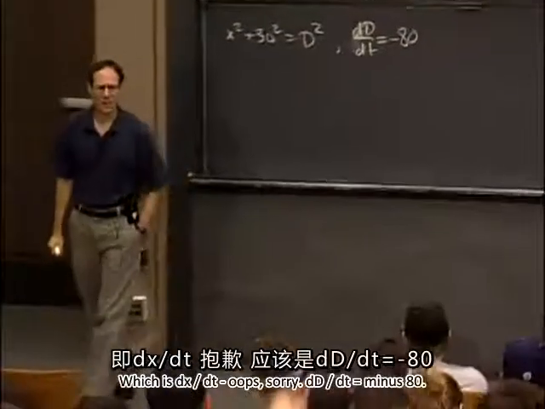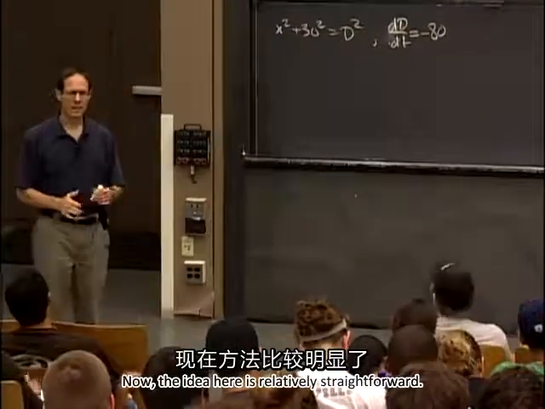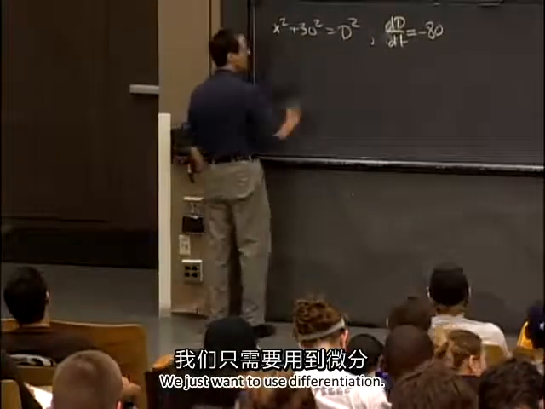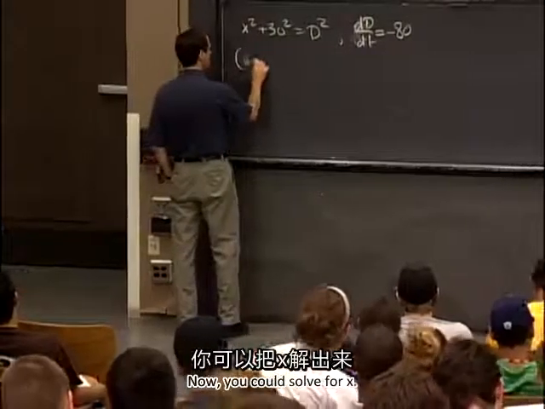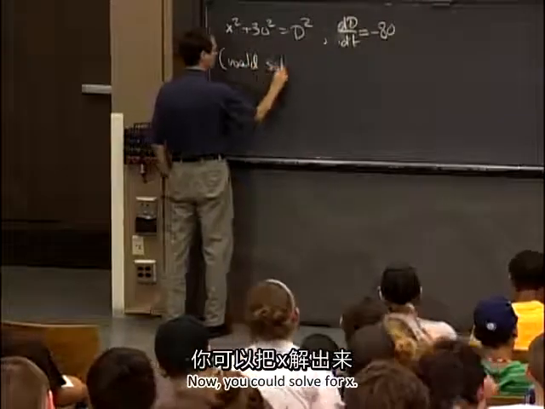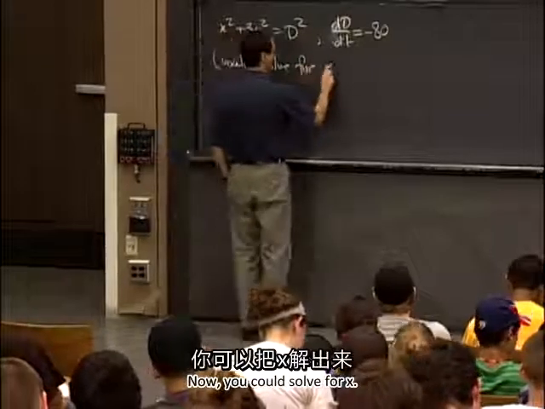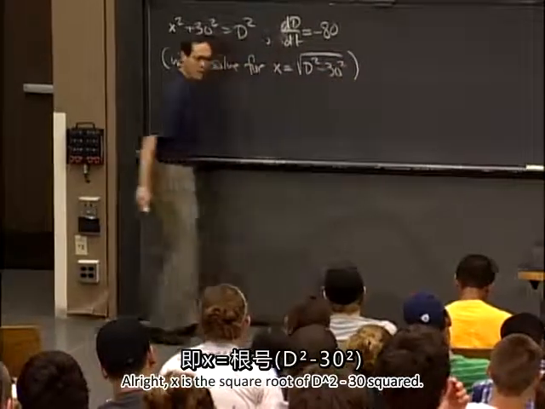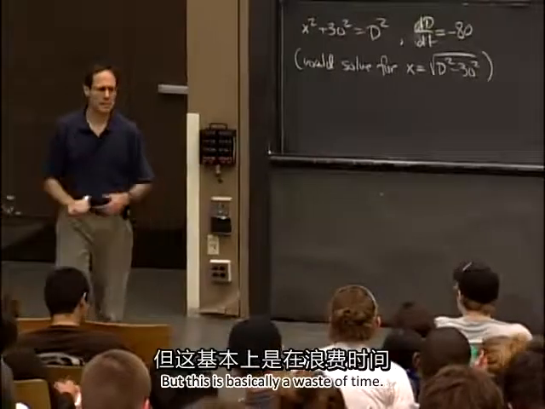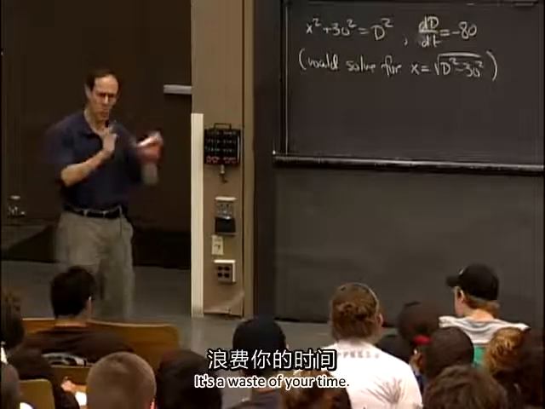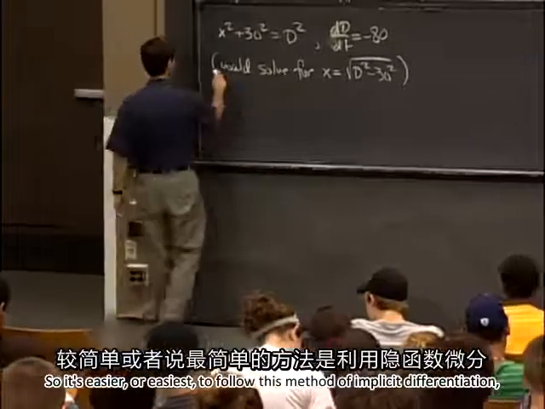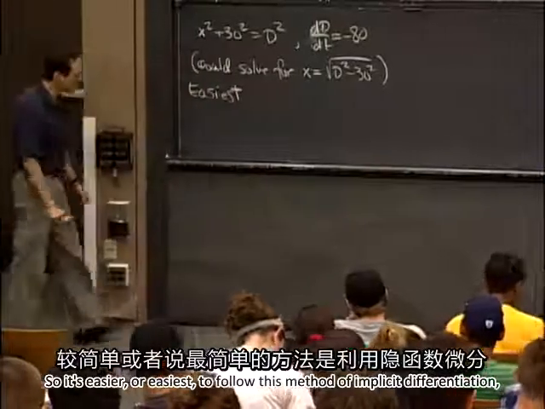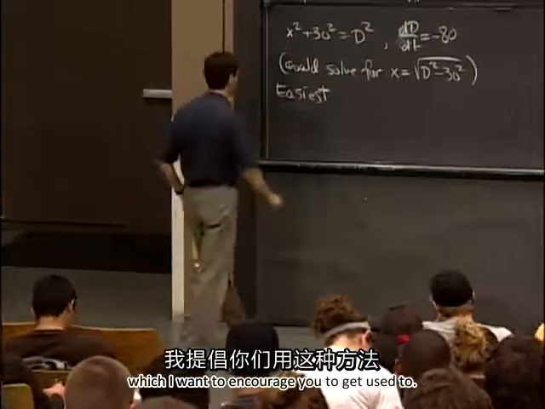All right? Now, the idea here is relatively straightforward. We just want to use differentiation. Now, you could solve for x. All right? x is the square root of d squared minus 30 squared. That's one possibility. But this is basically a waste of time. It's a waste of your time. So it's easier, or easiest, to follow this method of implicit differentiation, which I want to encourage you to get used to.